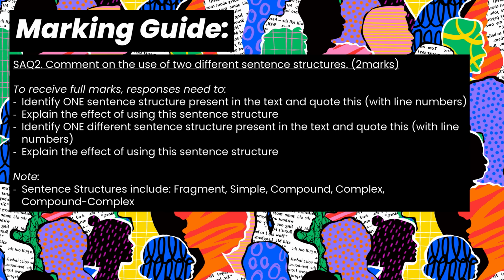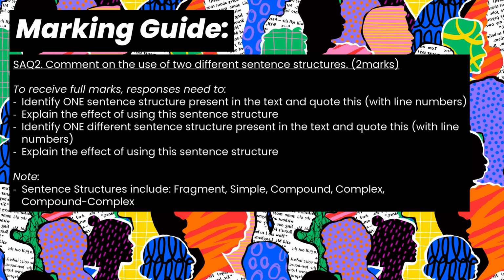Question 2, comment on the use of 2 different sentence structures. This question's worth 2 marks, and so to receive those full 2 marks, your response needed to, number 1, identify 1 sentence structure present in the text and quote this with line numbers. Then, number 2, explain the effect of using this sentence structure. So how is the use of this sentence structure impacting this specific text? Then you needed to identify a different sentence structure present in the text and again, quote this with line numbers. Then explain the effect of using this sentence structure.